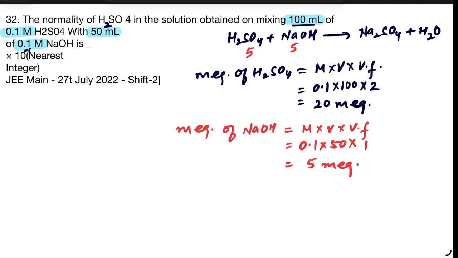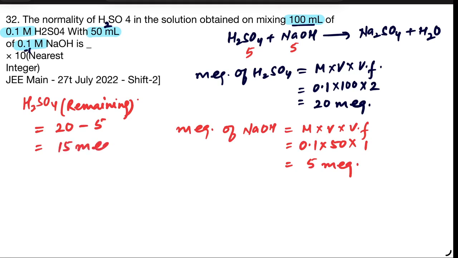So the amount of H2SO4 remaining is equal to 20, that is the initial amount of H2SO4, minus the amount of H2SO4 that reacted with NaOH, that is 5 milli equivalents. So this is equal to 15 milli equivalents.